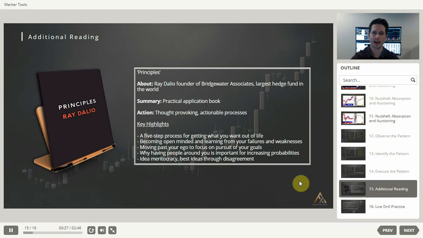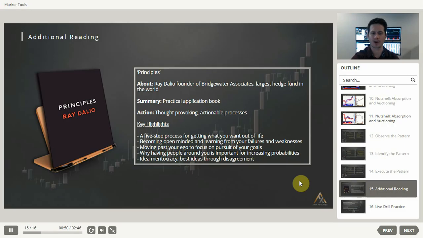For me, I'd far rather pay my attention to real thought-provoking books, principle-based books, process-type books that can help me become a more effective trading athlete. Now, the first book I'm going to recommend is Ray Dalio's new book, Principles. This was released, I think, in October, November 2017, so it's just come out.